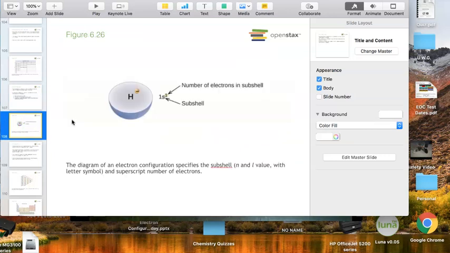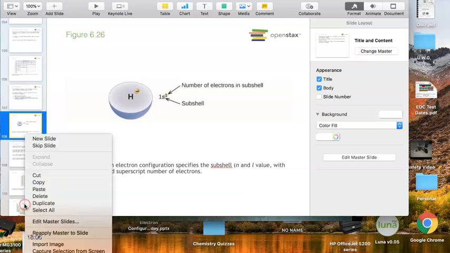Okay. So here's electron configuration for hydrogen. The diagram for electron configuration specifies a subshell, n and l value with letter, symbol, and superscript number is the number of electrons in that subshell. All right, so the electron configuration for hydrogen is 1s1. So how do I get that?